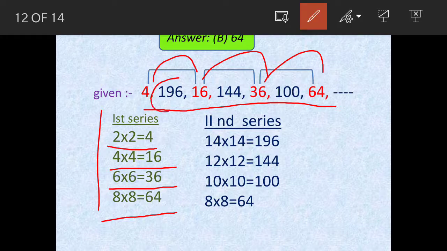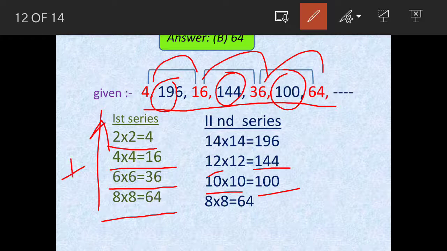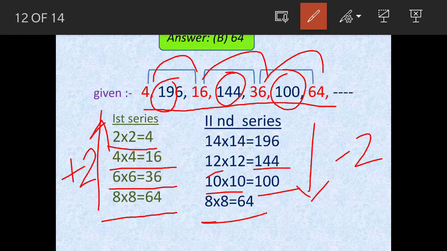Now if you see the second series, 196, 144, 100. 144 we know is the square of 12, since 12 times 12 is 144. 100 we know straight away is 10 times 10. Here the terms were increasing by plus 2 in the first series; in this case they are reducing by minus 2. So 12, 10, and the next one would be 8 times 8, which is 64. This is our answer, 64.